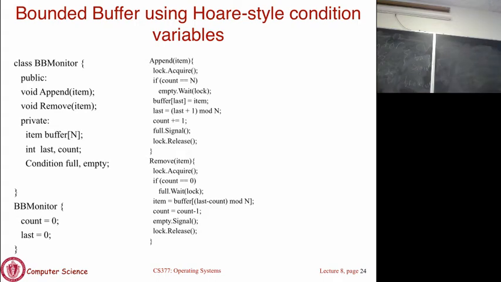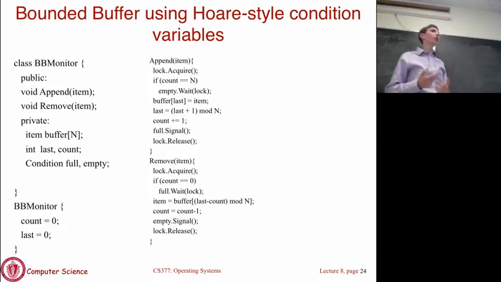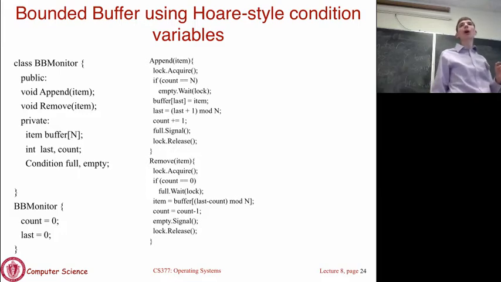So remember, this is again the same program where we have a shared buffer of items, and you're calling append and remove. And what are the 2 scheduling constraints we talked about here? So we have threads calling append and we have threads calling remove. And what are the two constraints that say when append and remove can run?